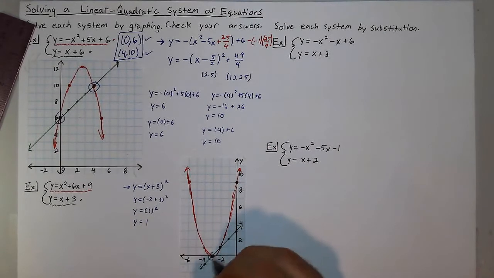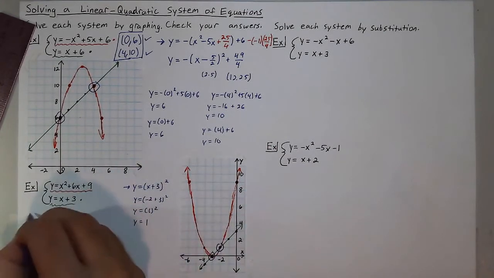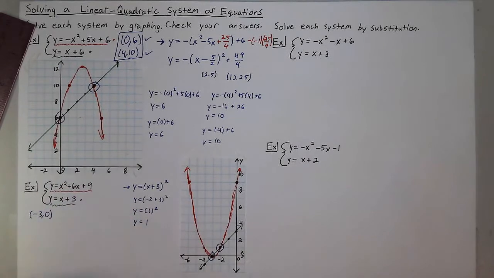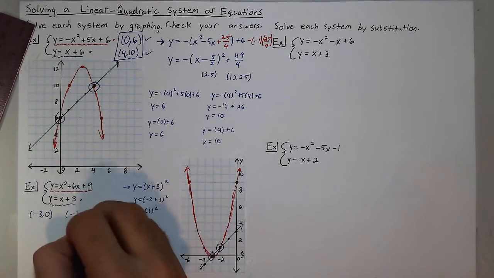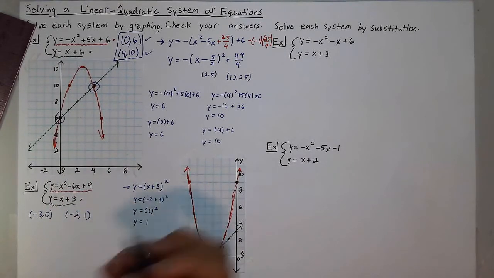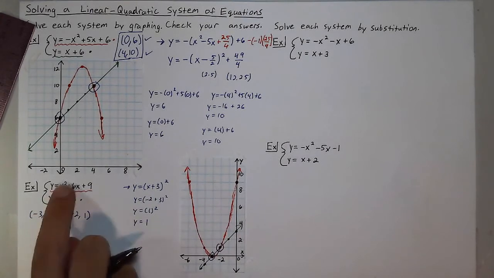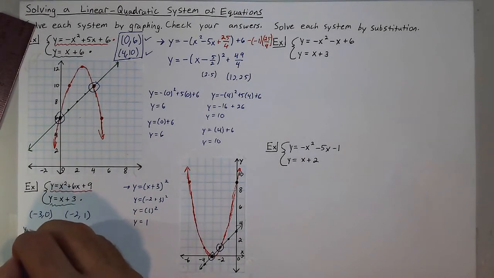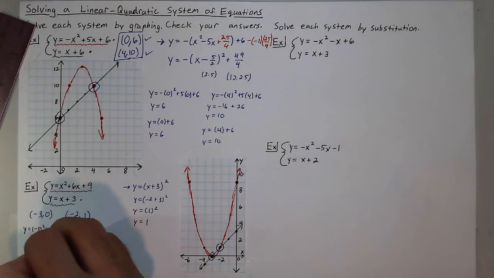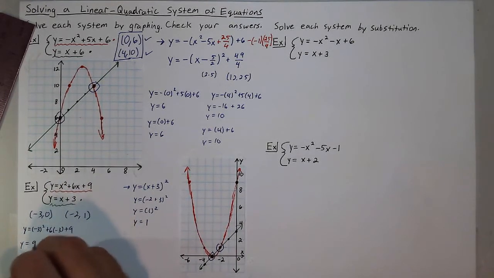They happen at negative 3, 0 and negative 2, 1. And now to double check that they are correct, I'll plug in negative 3 into both functions. So y is equal to negative 3 squared plus 6 times negative 3 plus 9. So it's 9 minus 18 plus 9, which gives me 0. And into the other one, y is equal to negative 3 plus 3, y is equal to 0.